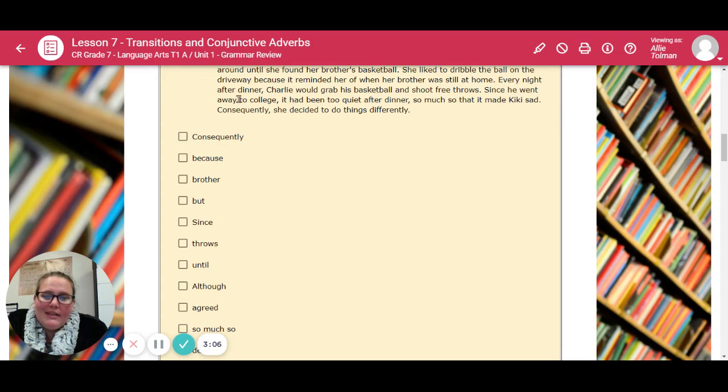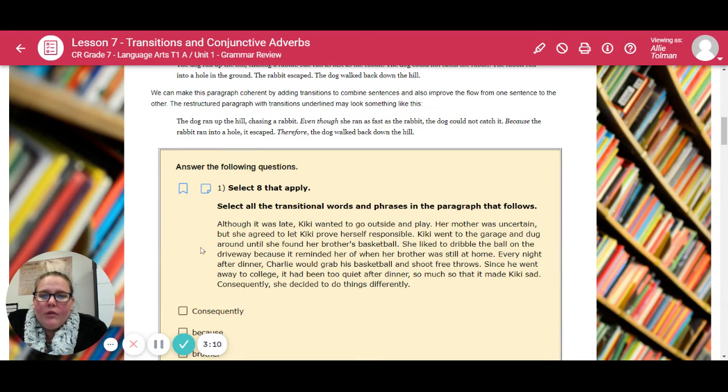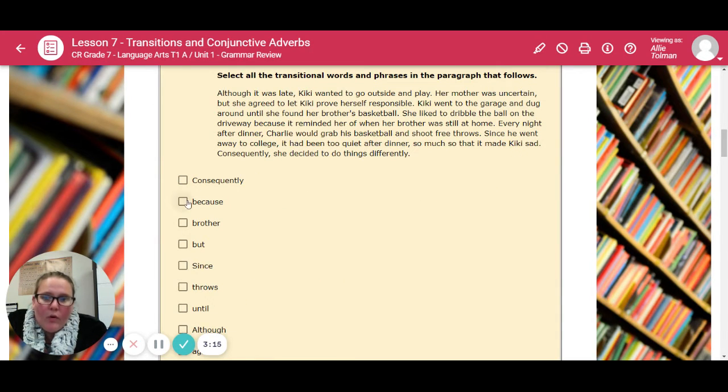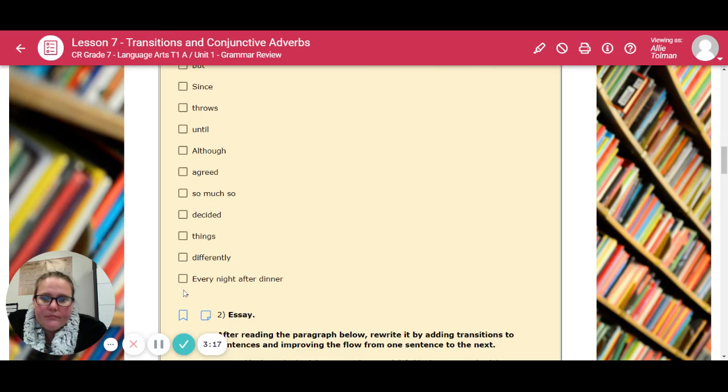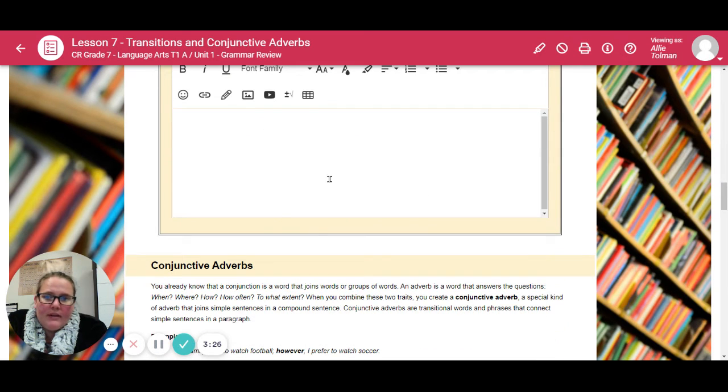You do have questions, and these questions are going to be a little different for everybody, so I'm not going to read through them. You do have a select all that apply, so there's more than likely more than one answer here. So you click the boxes for all of those. After reading this paragraph below, rewrite it, adding those transitions to the sentences, and that's where you add those.